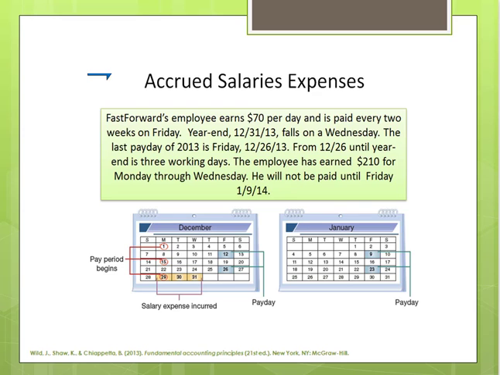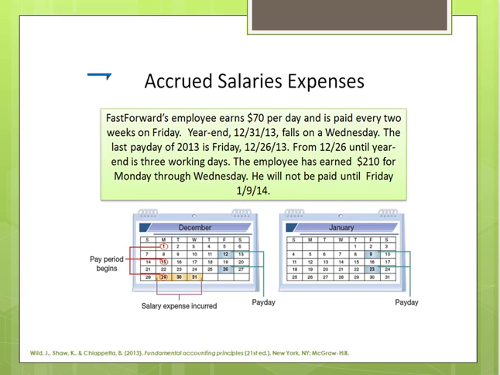Because most companies do not pay their employees on a daily basis, there will generally always be times for which an employee has worked but has not yet been paid. When we reach the end of an accounting period, we're required to account for those accrued salaries or wages. So let's walk through an example.